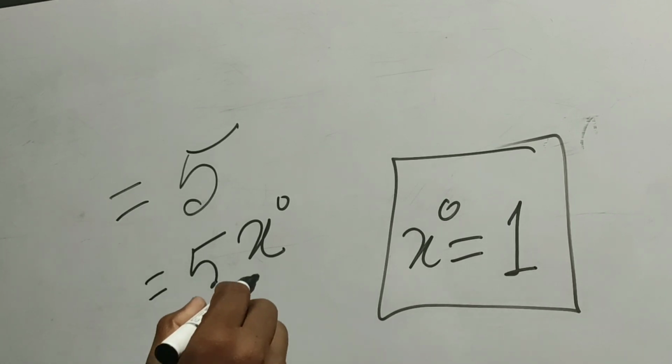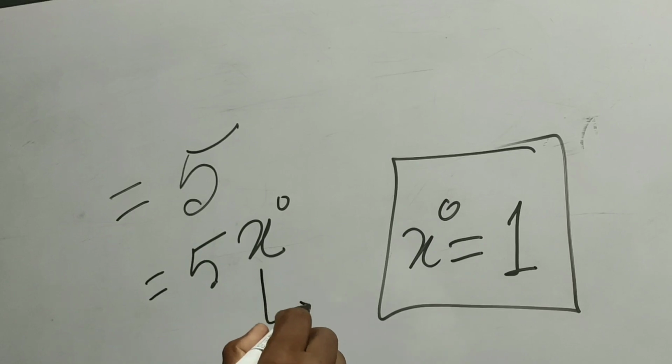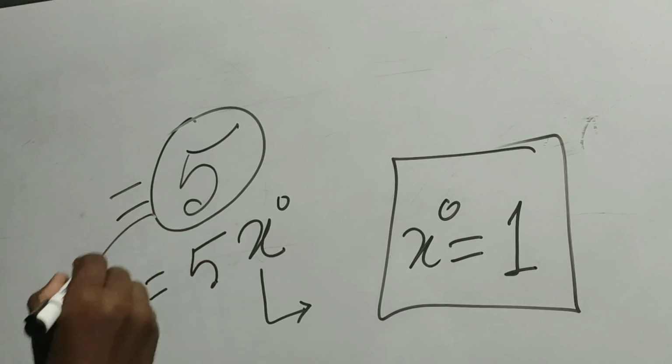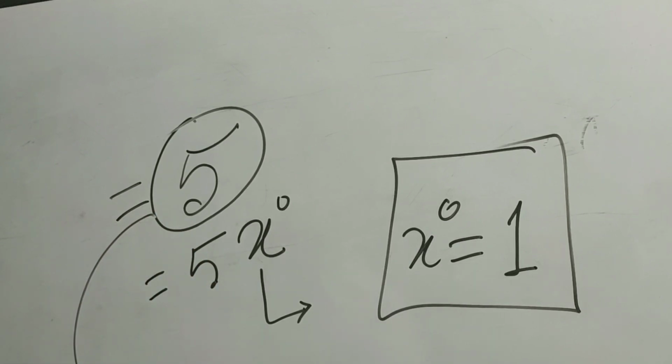What is the power of the variable here? The power of the variable is 0. 0 is a whole number. That's why this 5 is also a polynomial, and it is called a constant polynomial.